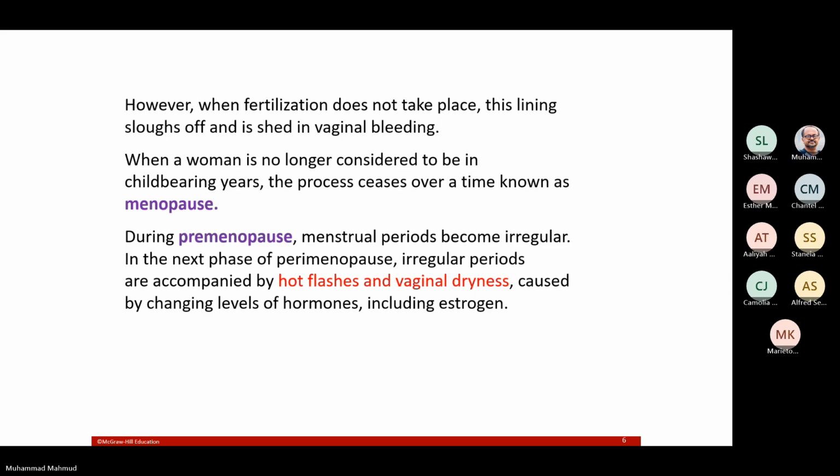Now, when fertilization does not take place, the lining of the uterus sloughs off and is shed in vaginal bleeding. When a woman is no longer considered to be in childbearing years, the process ceases over a time known as menopause. During this time, 1 to 2 years before the actual menopause happens, is the period called premenopause, when the menstrual period becomes irregular. During the perimenopausal time, there will be hot flashes and vaginal dryness, caused by changing levels of hormones, including estrogen.